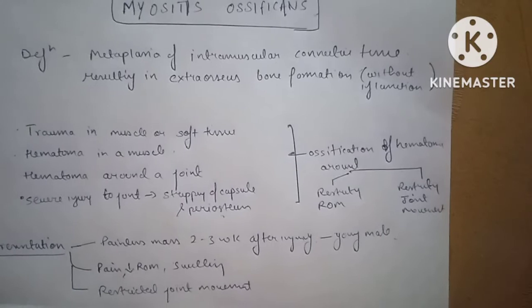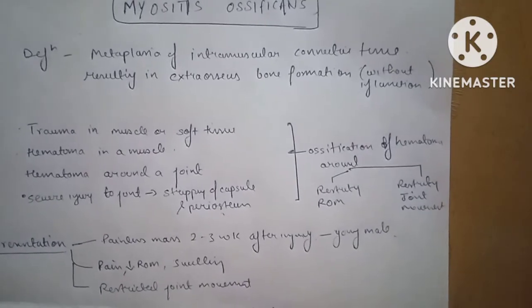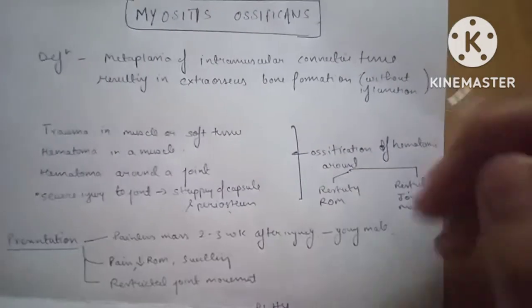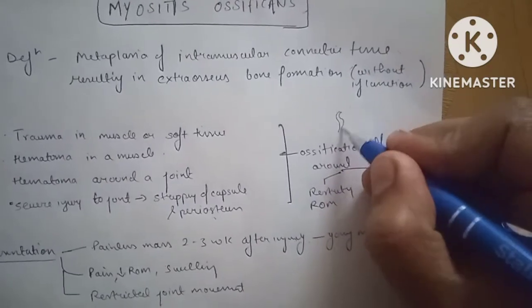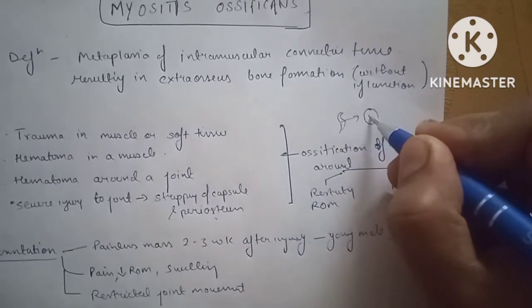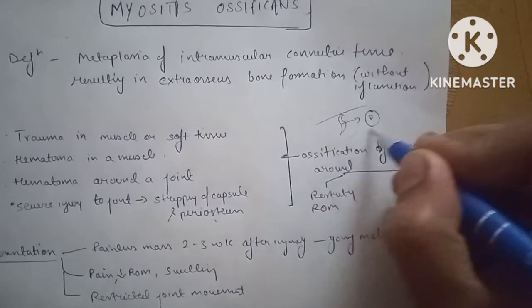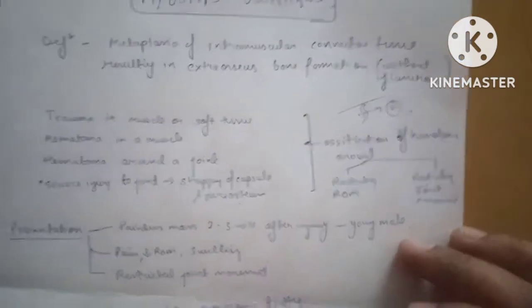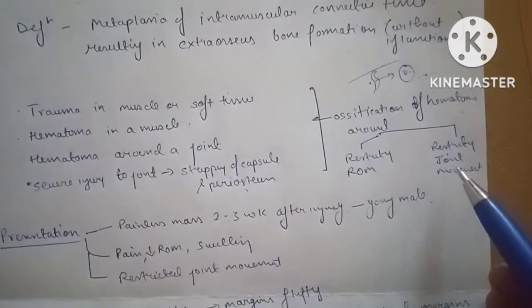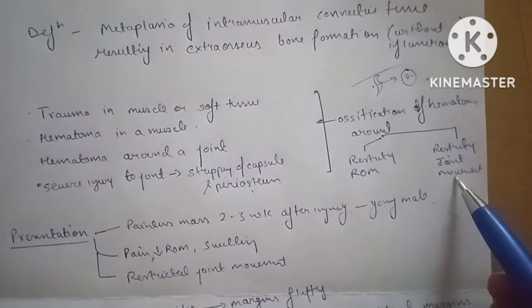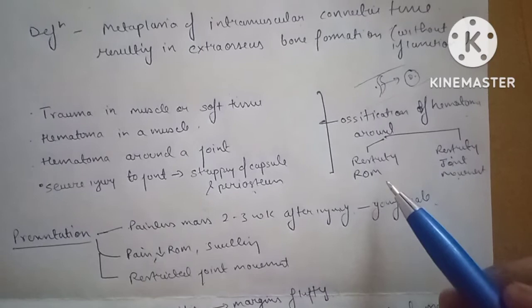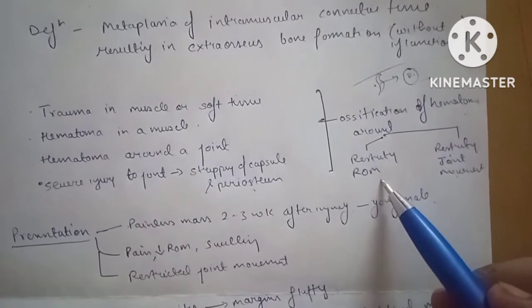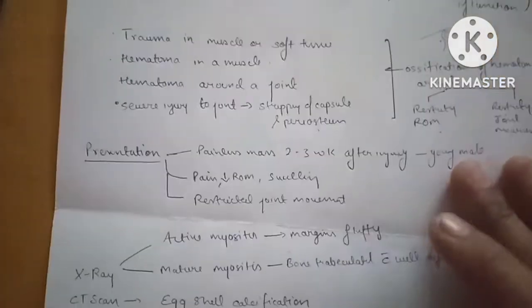One of the theories says BMP3, BMP4 and tumor necrosis factor change the fibroblast into chondrocytes within the connective tissue of the muscle, and this leads to ossification of a hematoma. Now, this hematoma ossification in the joint will restrict the joint movement. Around the muscle, it can restrict the range of motion and can lead to swelling and pain.